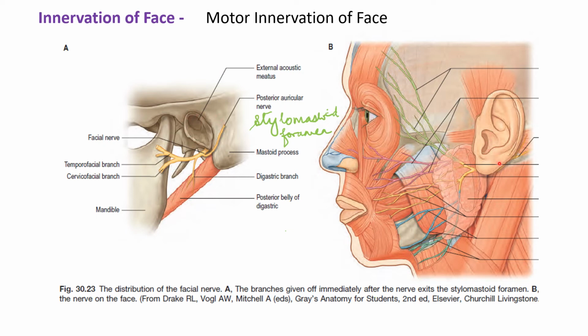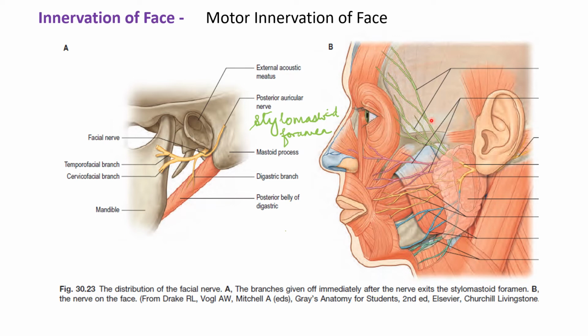This area. Okay? Behind here you can see the posterior auricular nerve which is going. So this is the facial nerve. The moment it exits out, the parotid is lying here. It enters into the parotid gland, and within the substance of the parotid gland, it divides into two divisions. One is the temporofacial and the other is the cervicofacial division.